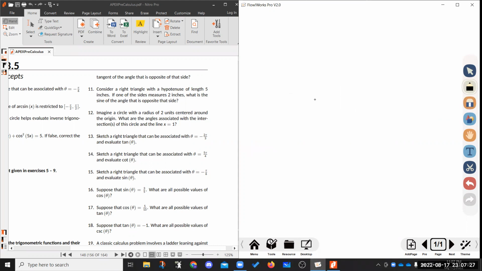Suppose that tangent is equal to -1. Tangent is -1. I'm on this line. I'm either in quadrant 2 or quadrant 4. For my reference angle, -1, 1, √2, 1, -1, √2. This is -π/4, or this is 3π/4. Something like that.